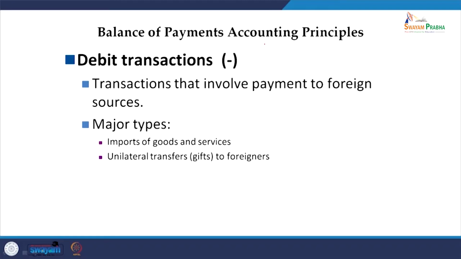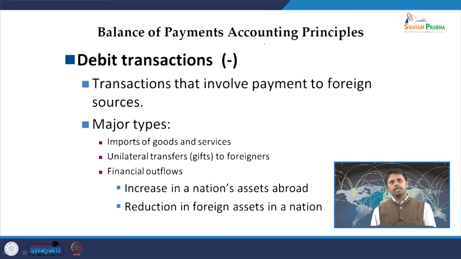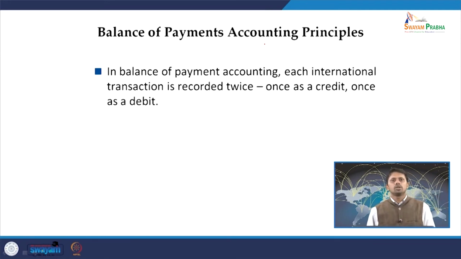Coming to the debit side of the transaction, it involves transactions that involve payment to foreign parties or foreign sources. So, for example, in the reverse direction, when imports of goods are there, we are bound to return in some form, and that is the reason why these are entered on the negative side. Similarly, gifts to foreigners, an increase in the nation's assets abroad, or a reduction in foreign investment in our country are also part of the negative side of the transaction.